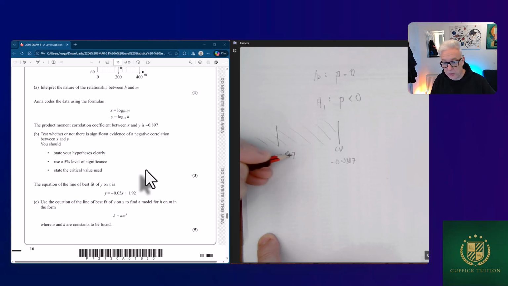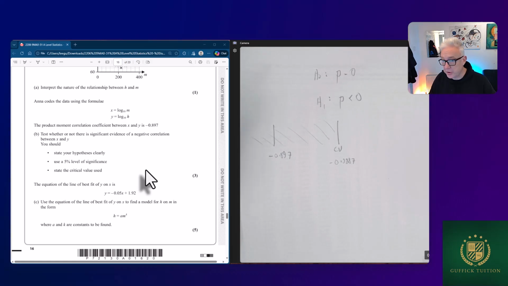Therefore, there is sufficient evidence to reject H0. So we can say that there is sufficient evidence to reject H0, and therefore there is enough evidence to support the fact that there is in fact a negative correlation between exercise and heart rate. So we're going to reject H0 and accept H1. Okay, that's fine. Now, this part C, what does it say?